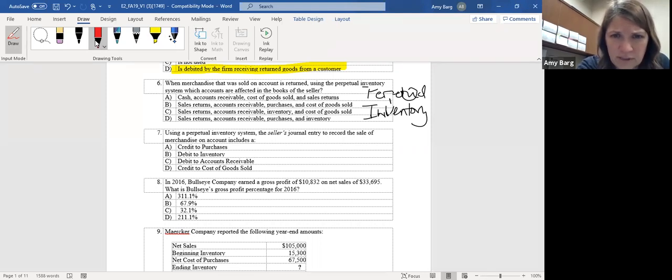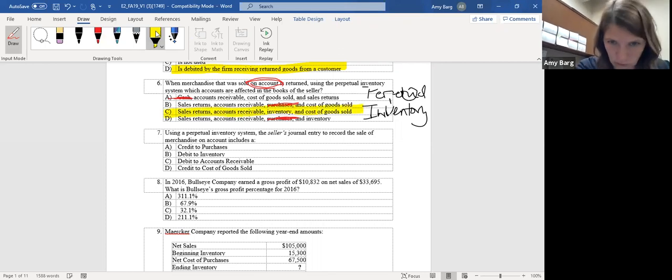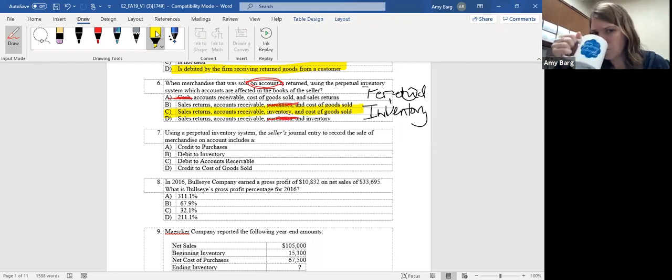This one here has purchases, so we don't want either of those. And it was sold on account. So on account means not cash. So the answer here is letter C, sales returns, accounts receivable, inventory, and cost of goods sold, because the other ones have things in them that we don't like.